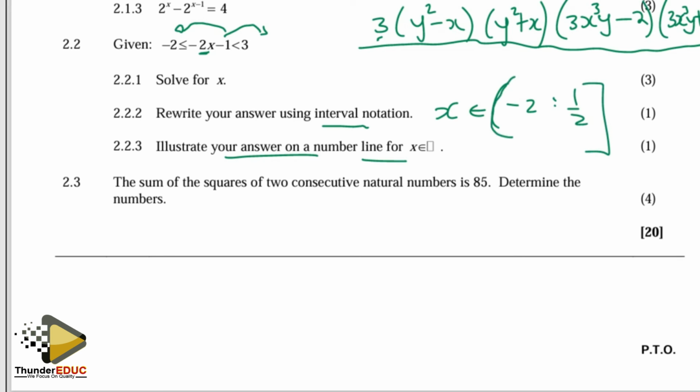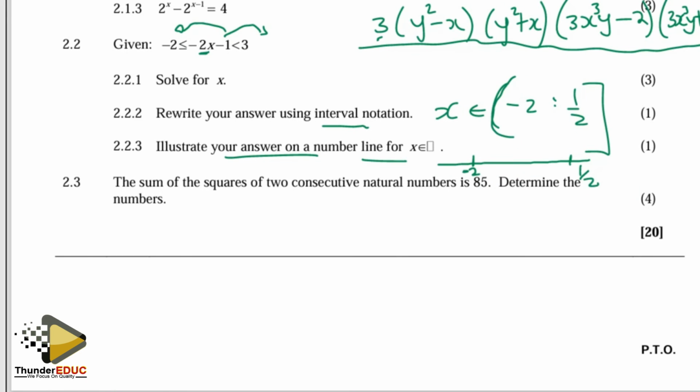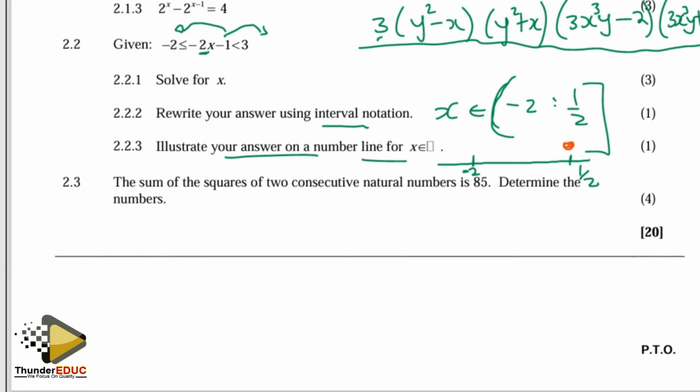Something like that. So if you are to draw a number line, it will be just a line there. We say negative 2, and then this is a half. The equal sign is by a half, which means if we are drawing our dot, it must be closed by a half, and then by negative 2, it must be open. And then you connect that. So that is our number line.